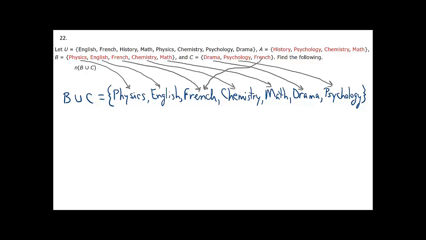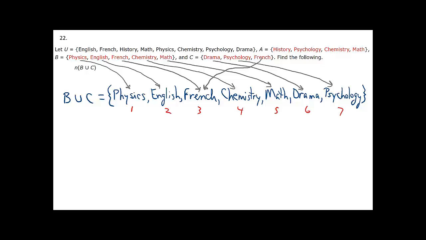You take everything in B, which is physics, English, French, chemistry, math, and then you add anything new from C. So that would throw in drama and psychology. French is in both, and so you already put that in once. You don't need to put it in twice. So the union of B and C is the set containing physics, English, French, chemistry, math, drama, and psychology.